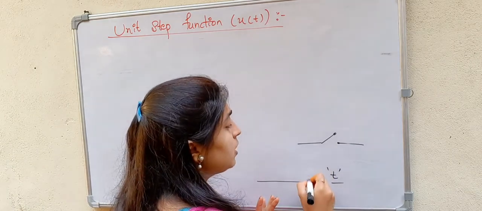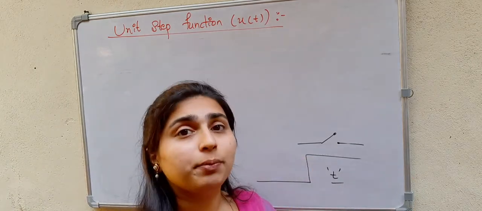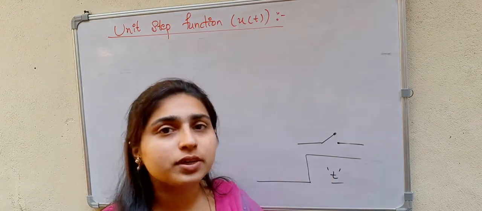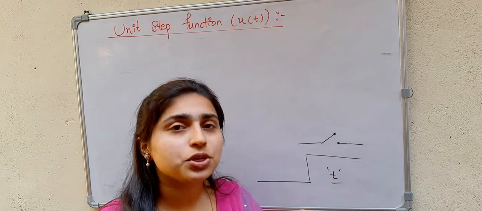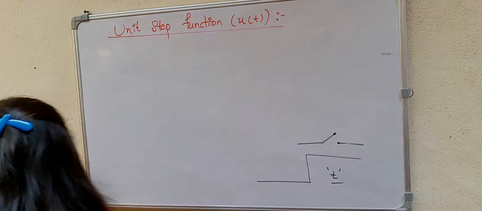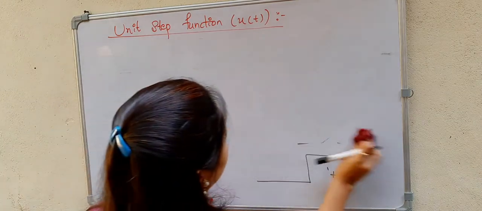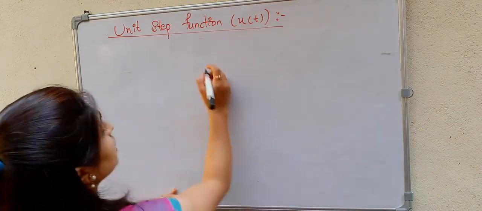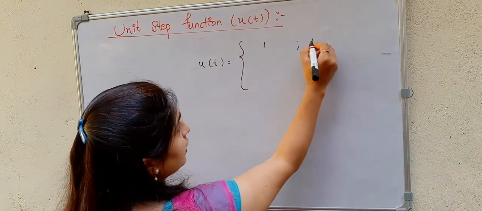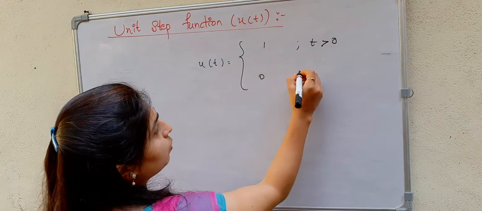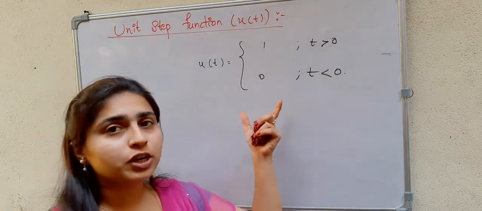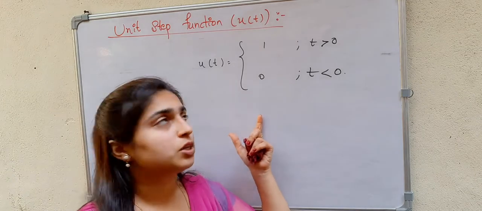Then what happens? The value changes abruptly, right? So that can be mathematically described by the unit step function. That is, the switching operation can be mathematically described by this. I will define this as u of t, which is equal to 1 for t greater than 0 and 0 for t less than 0. So this is the definition of the unit step function.